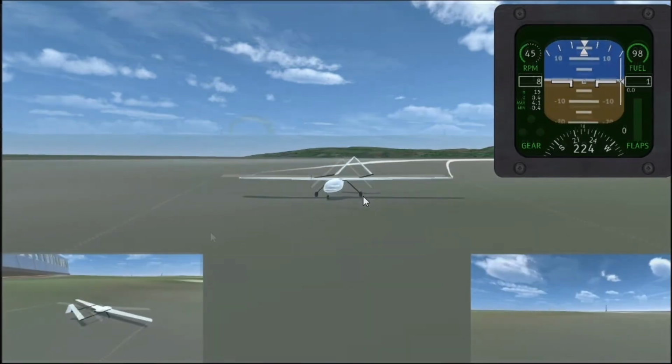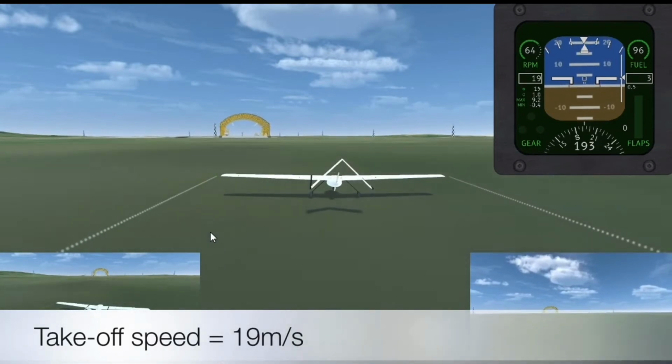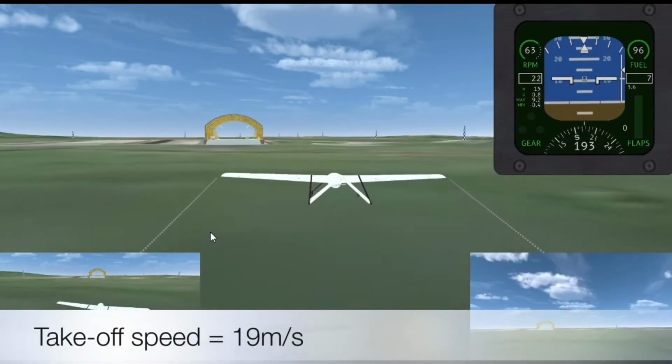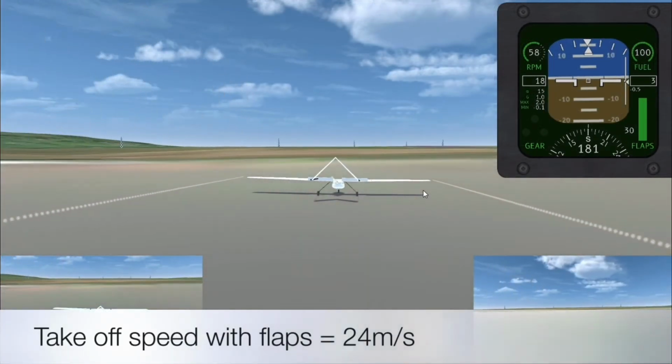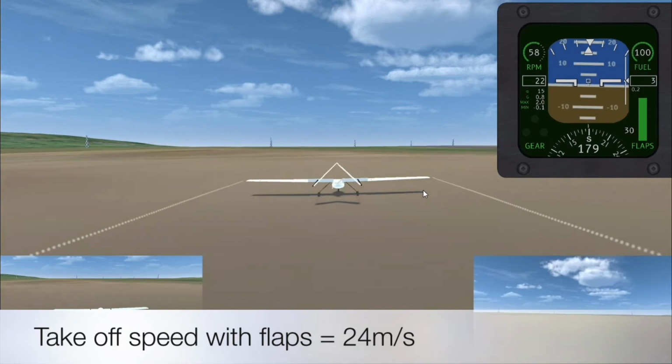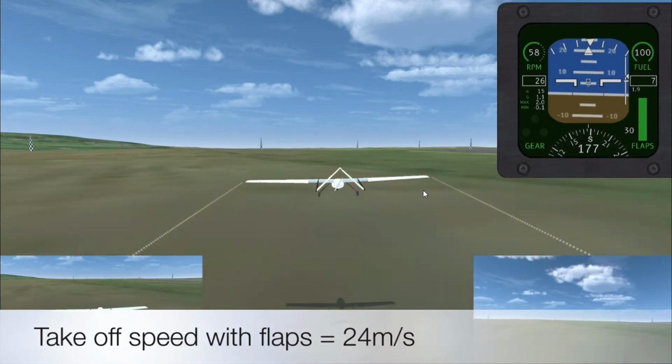when taxiing. Having performed multiple takeoff procedures, the aircraft takeoff speed is around 19 meters per second at a weight of 69 newtons, without flaps deployed. When flaps are deployed, the takeoff speed increases to around 24 meters per second.